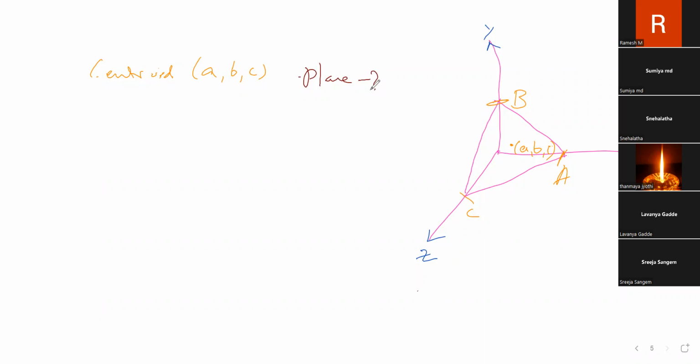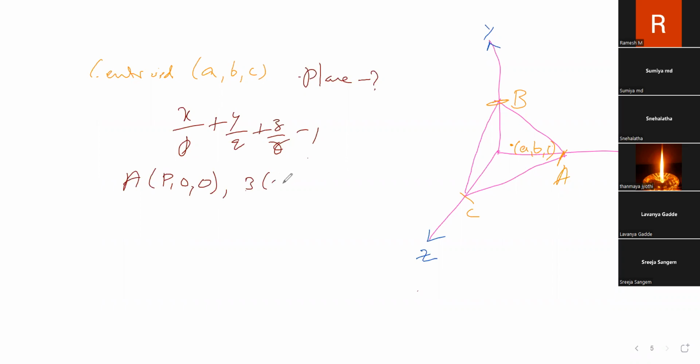The standard plane equation you should suppose is always x by p plus y by q plus z by r equals to 1. Now we are given that because of this standard form, indirectly we are supposing that A point is P,0,0, B point is 0,Q,0, like that. Indirectly we are supposing these points, right?